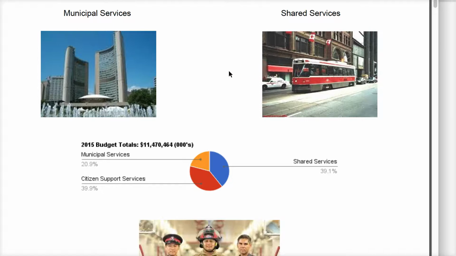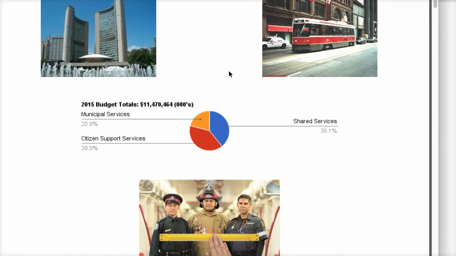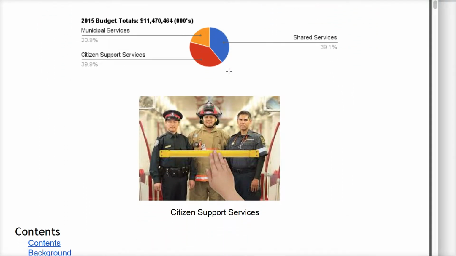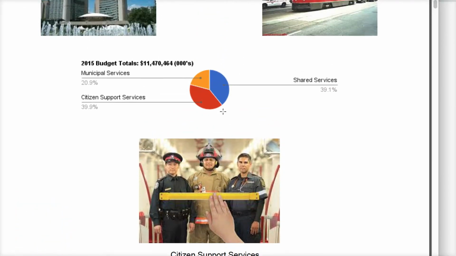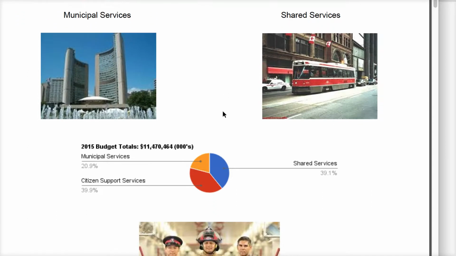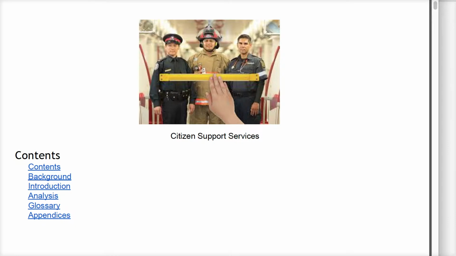Shared services are what most people use much of the time, such as TTC, water, garbage, roads, transportation. And citizen support services are essentially more of the nature of personal support. So, for example, emergency services, housing, childcare, public health, that sort of thing. It turns out it's a pretty intuitive grouping, and makes a fair bit of sense on its own.